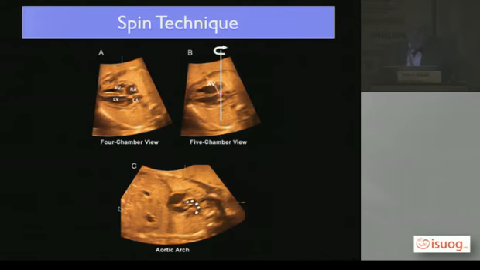Another approach is what's called the spin technique, which we developed. With the spin technique, we find the five-chamber view, place the dot right here, and spin it around 90 degrees, and we then see the outflow tracts open up. So this is a freehand, easy method to take and use.